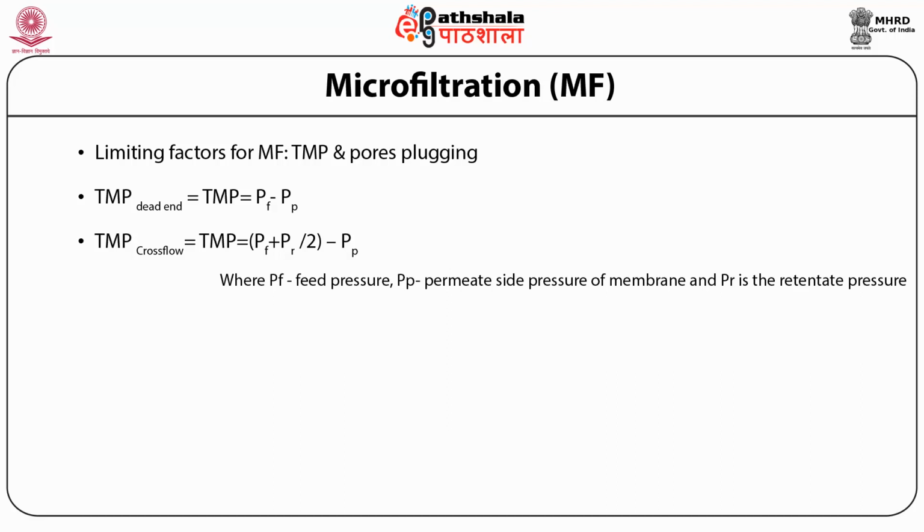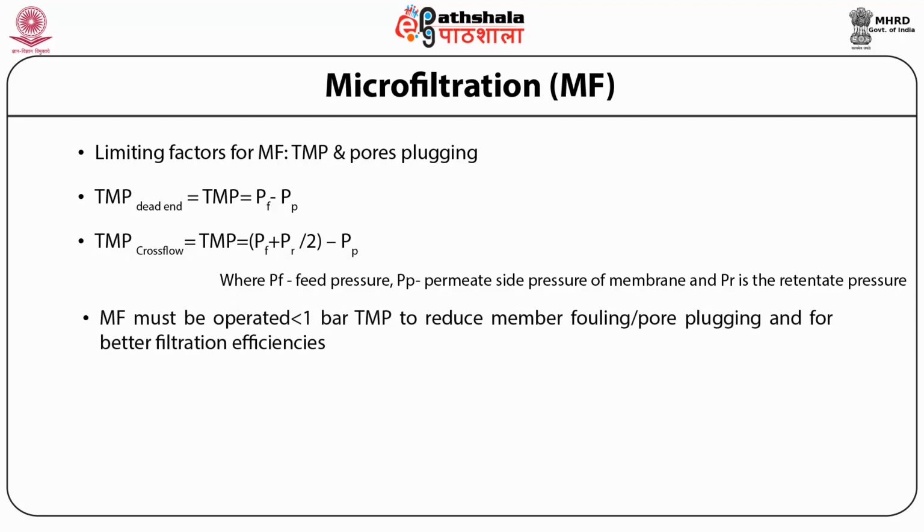So during MF processing, TMP must be as low as possible, or it should be less than 1 bar to reduce membrane fouling or pore plugging and to achieve better filtration efficiencies. This is one of the critical factors during the operation of the microfiltration process: the transmembrane pressure, like for tubular membranes, should be less than 1 bar, or it should be strictly followed as per the manufacturer's guidelines to avoid the fouling of the membrane as well as to get higher efficiency in flux.